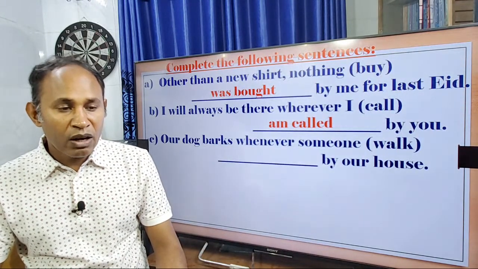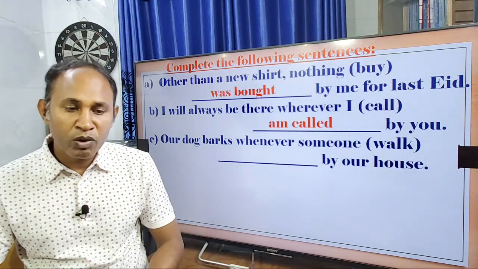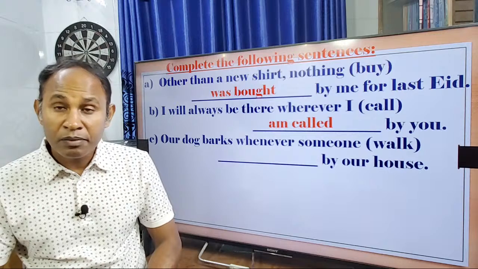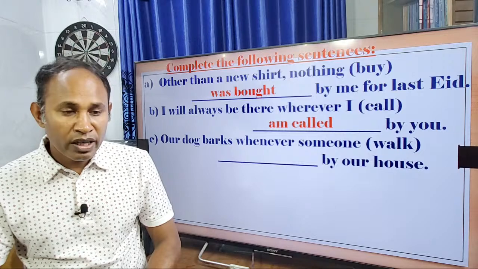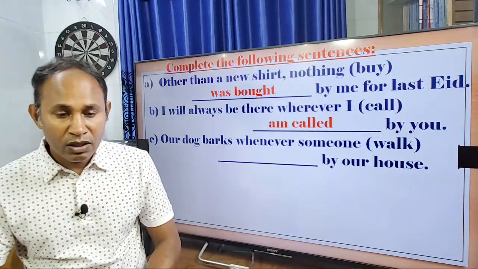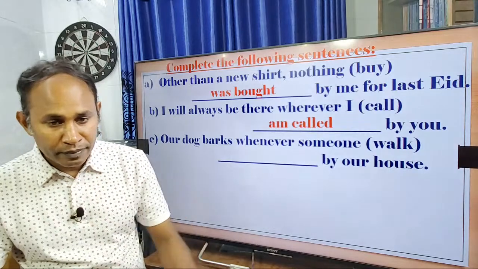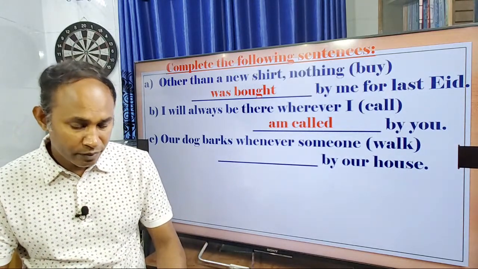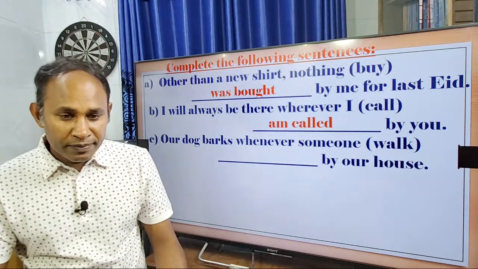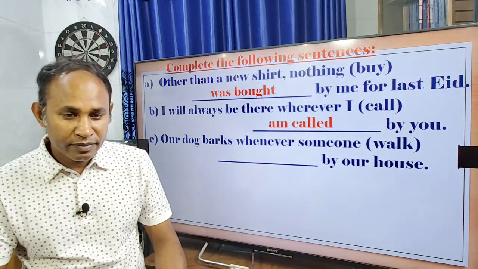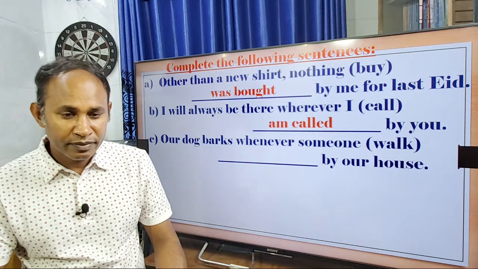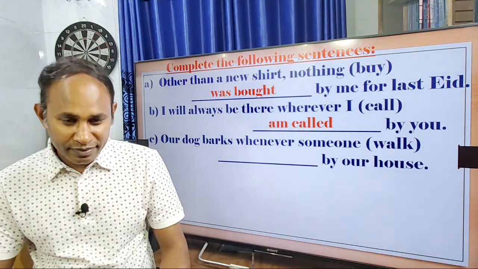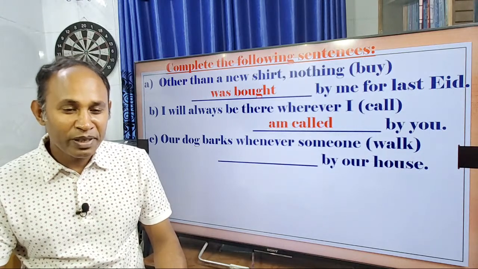And then, our dog barks whenever someone walks by our house. Our dog barks whenever someone walks by our house. Hey, please write down the answer. Hurry up. We have been slow.